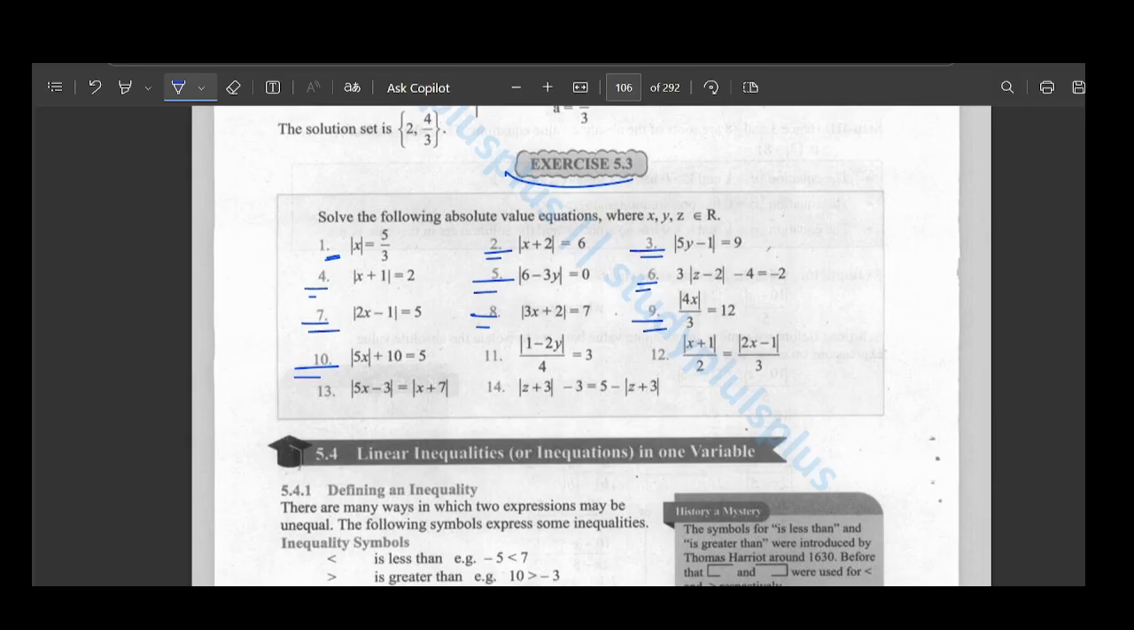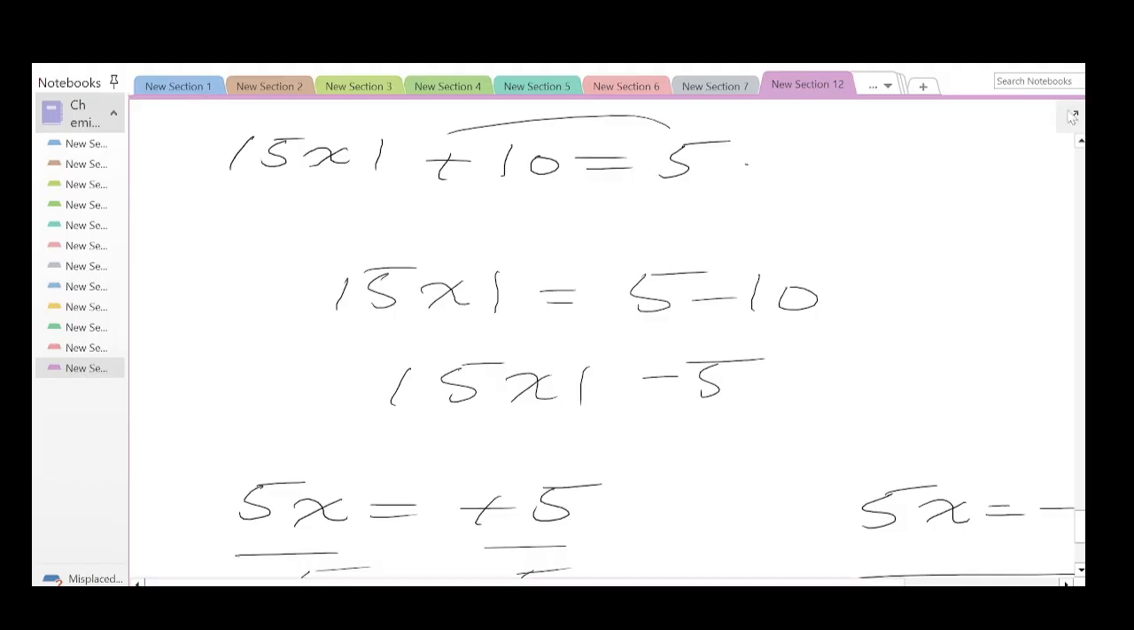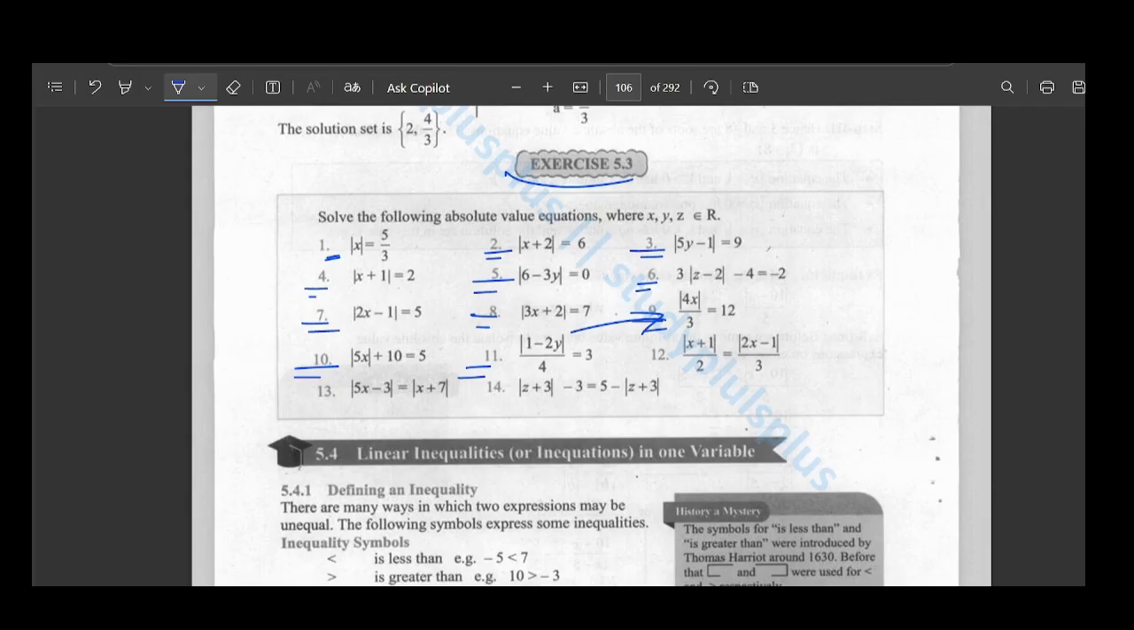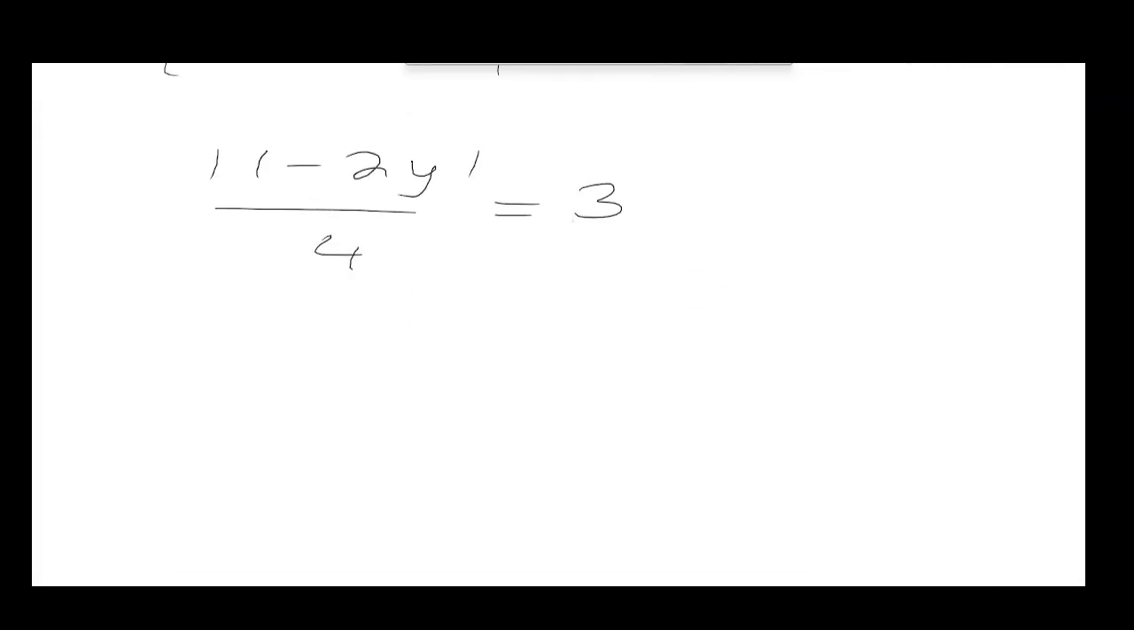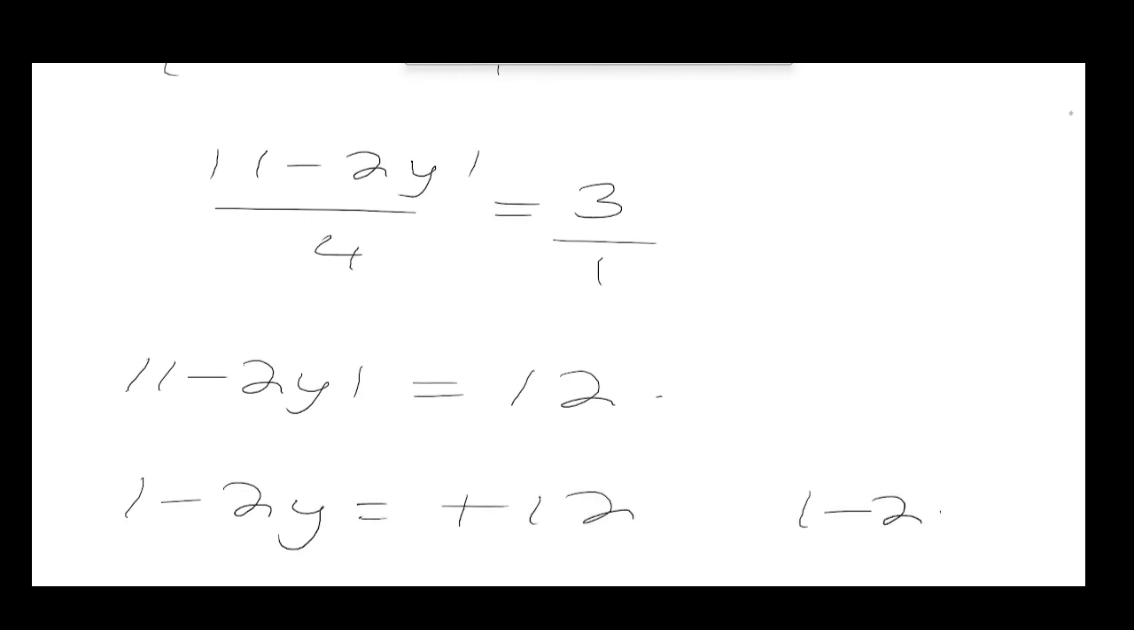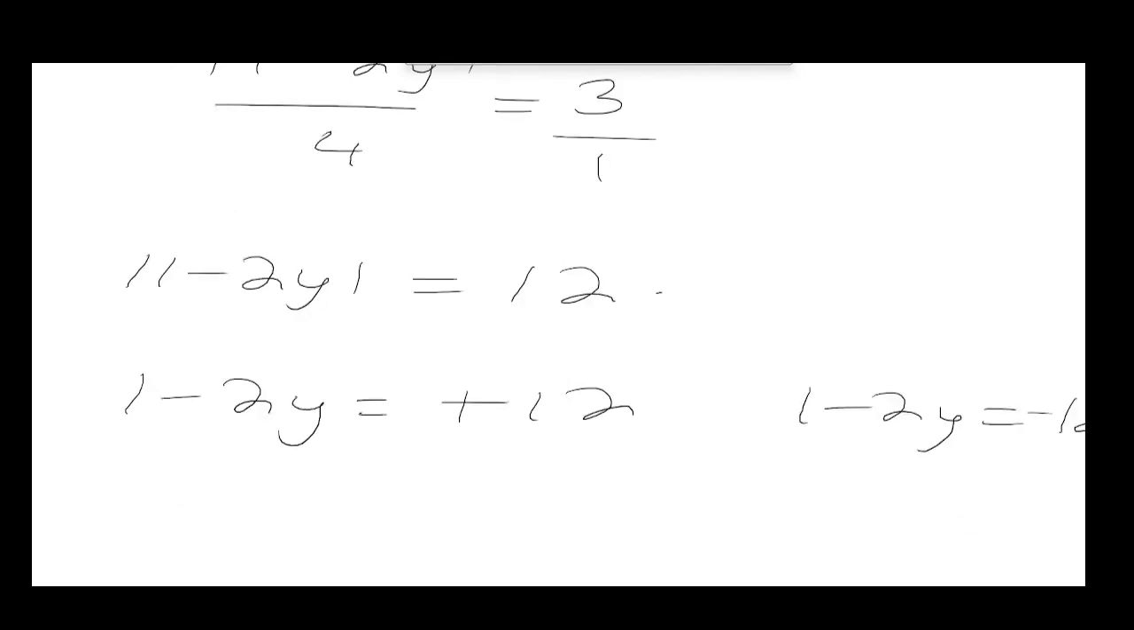Okay, now let's move on to question number 11. This question is the same as question number 9. It is the absolute value of 1 minus 2y, divided by 4, is equal to 3. So we are going to do cross multiplication. Let's write it here: 1 minus 2y divided by 4 will be equal to 3. So now we will do cross multiplication. So what will happen now? We will have 1 minus 2y inside the absolute value and this will be equal to 12. So now we can write 1 minus 2y is equal to positive 12 and 1 minus 2y is equal to negative 12. So let's write it here.